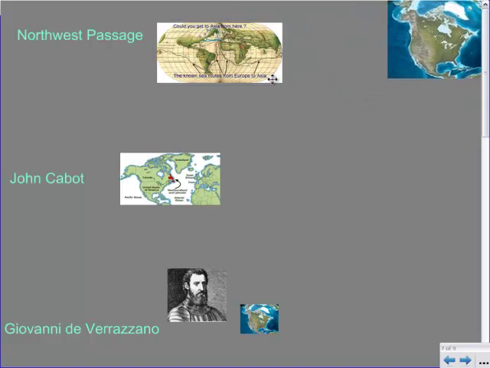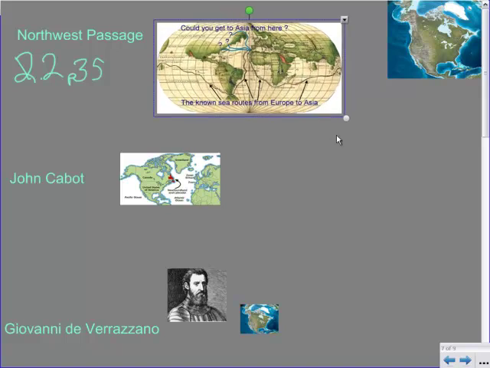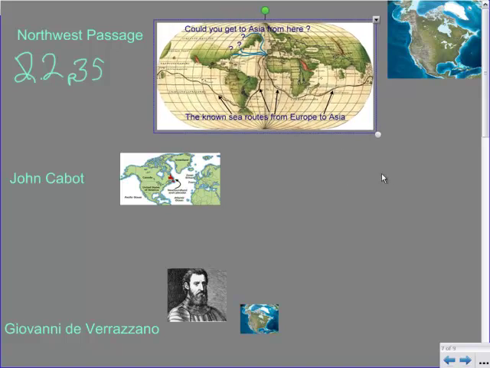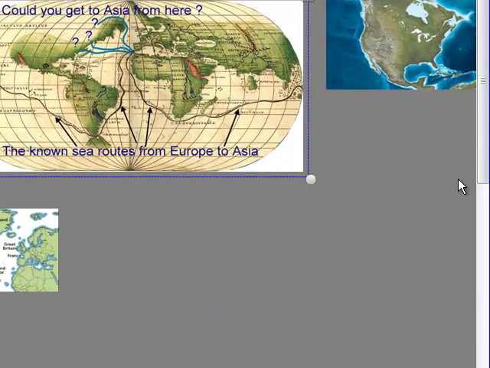So countries like England and France, and this is going to start us off with chapter 2, section 2 on page 35. Other countries are going to be looking for ways to get rich, and one of the ways they're thinking about doing that is finding a quicker route to Asia.